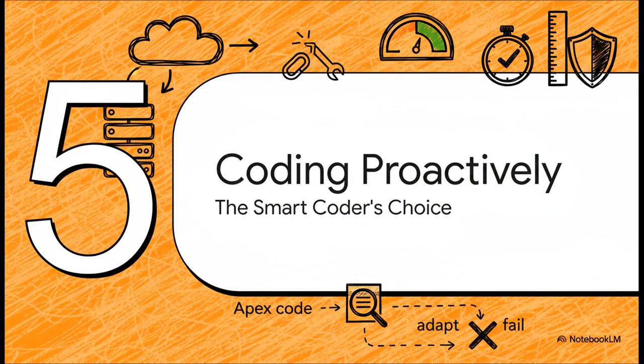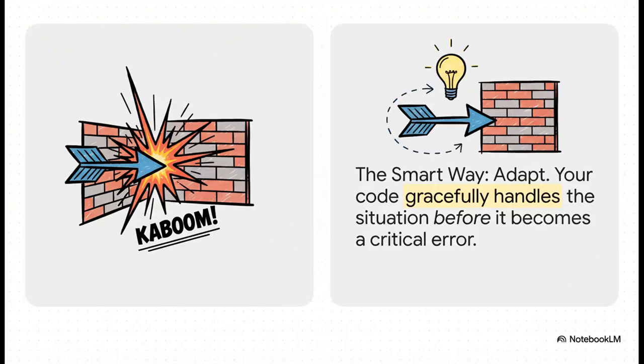Okay, so our pre-flight check has raised a red flag. The code has spotted that hidden wall up ahead. So what now? This is the crucial part. This is where we go from just writing code to actually architecting smart, resilient solutions. The difference here is honestly night and day. The old, reactive way is just to let the code run until it smacks into that wall and causes a big, ugly, unhandled exception. The whole thing fails.